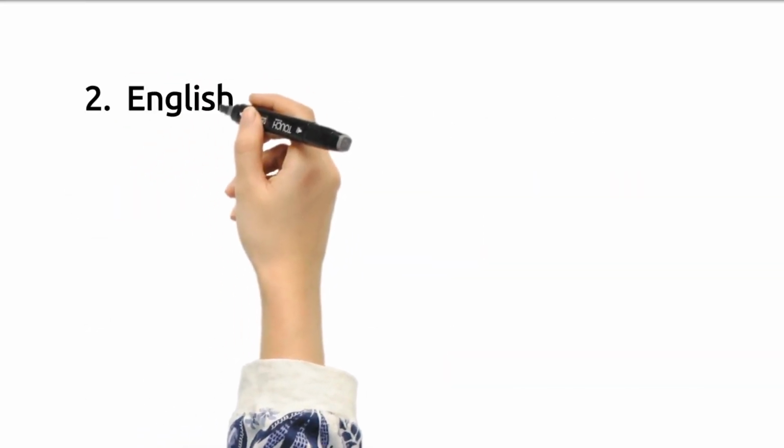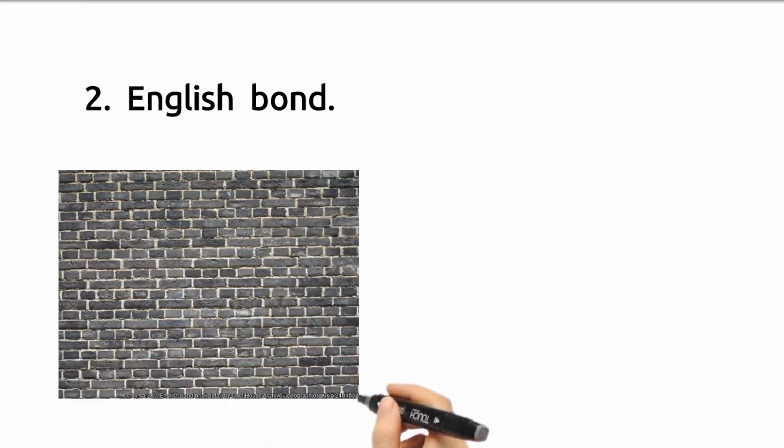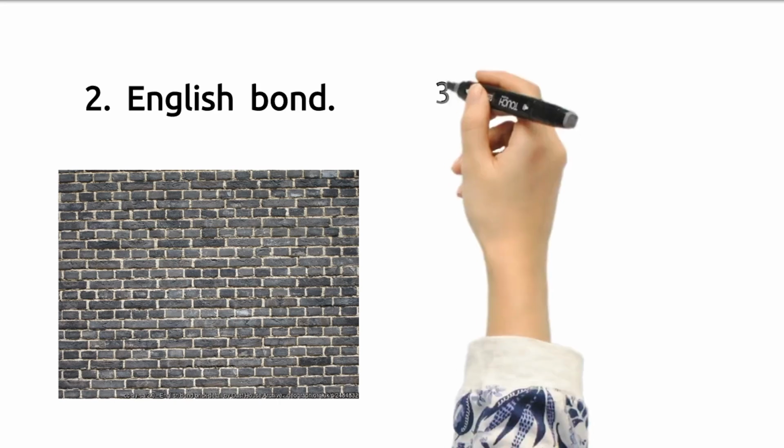2. English bond. This is a pattern formed by laying alternate courses of stretchers and headers. The joins between the stretchers are centered on the headers in the course below. This is one of the strongest bonds but requires more facing bricks than other bonds.